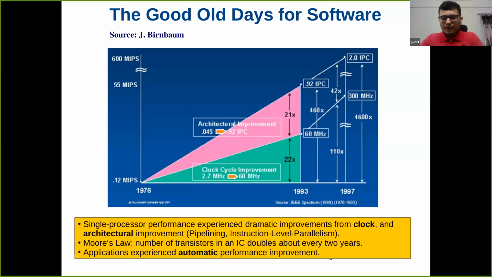From the architecture point of view, there were pipelining and ILP, instruction level parallelism, which were causing this improvement. And obviously the clock frequency was getting improved. And as we know, there is Moore's law, an empirical law which says that the number of transistors we place on an integrated circuit doubles every year. So we were also observing performance improvement from this. Due to all this, we were experiencing automatic performance improvement.